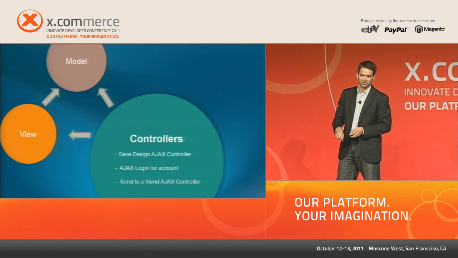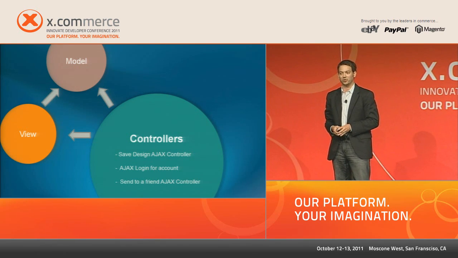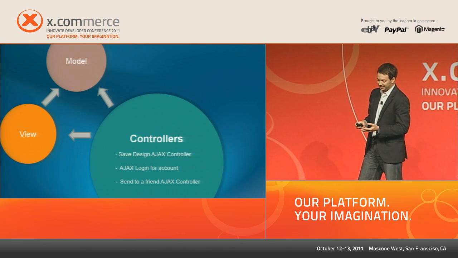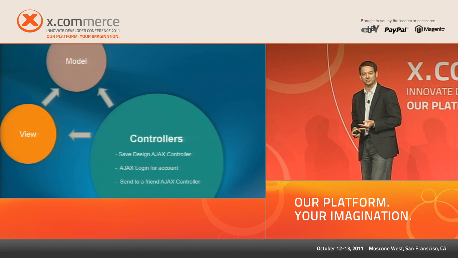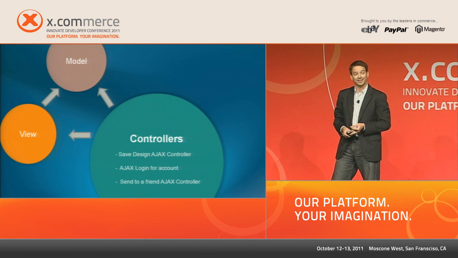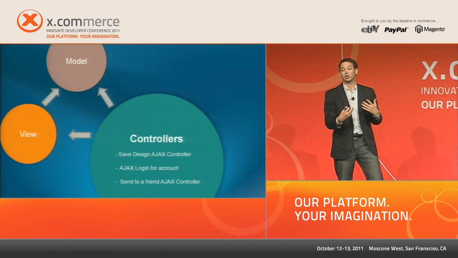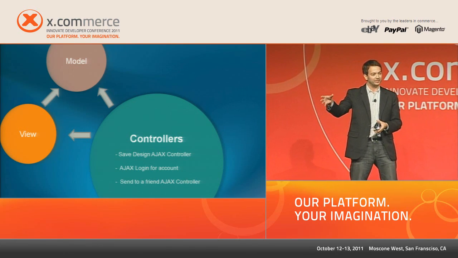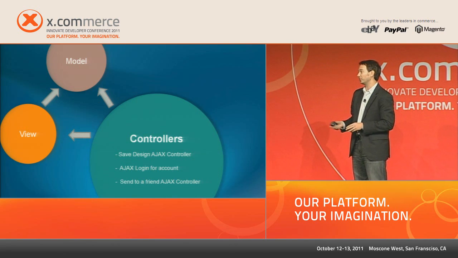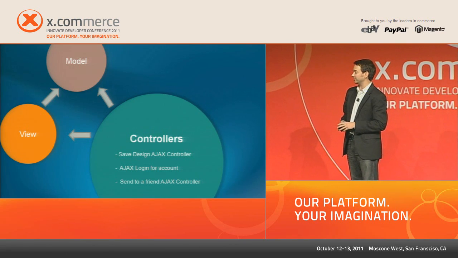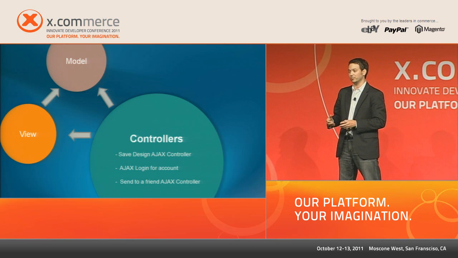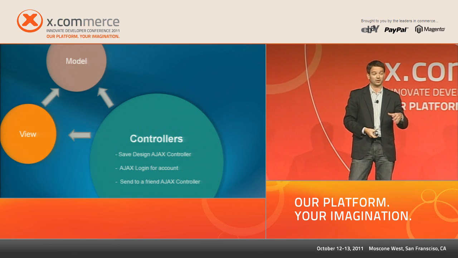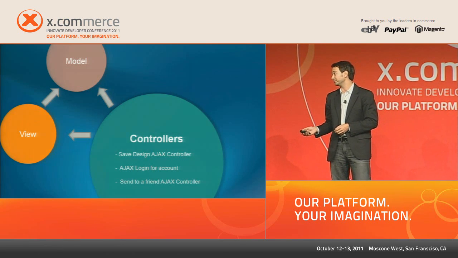When someone clicks Save this design, a dialog window opens up. They're able to save their information and off it goes. Second, we need an Ajax login for account, because it is required for each user to have an account to use this functionality. They also need to be able to log in, again, without leaving the page. Native Magento would take you to an account page where you'd have to log in and then go back to the page. And the third one is a send to a friend Ajax controller. So when someone views a previously saved design, they can share it with a friend, enter their email address, and it all happens via Ajax without leaving the actual page.